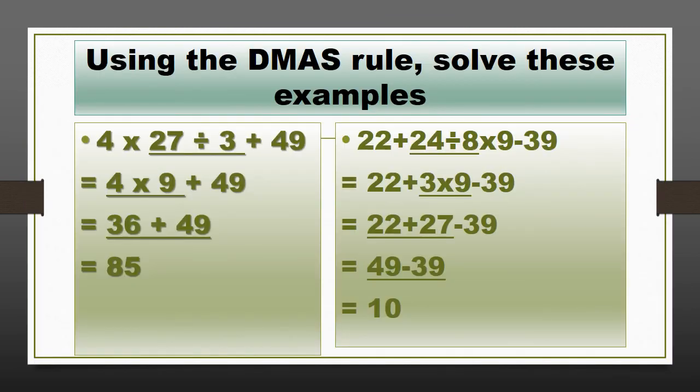So, my dear students, this rule or convention makes it simpler for us to solve such problems. We call it the simplification rule. Here we have some examples using the DMAS rule. In the first example, we have 4 multiplied by 27 divided by 3 plus 49.